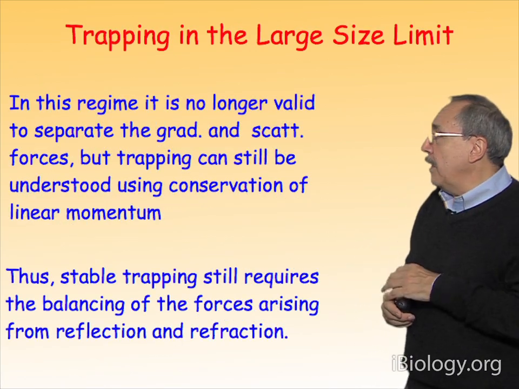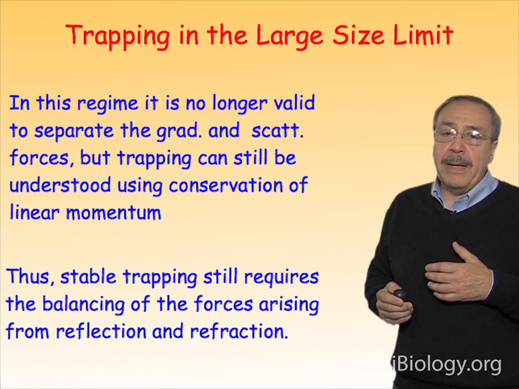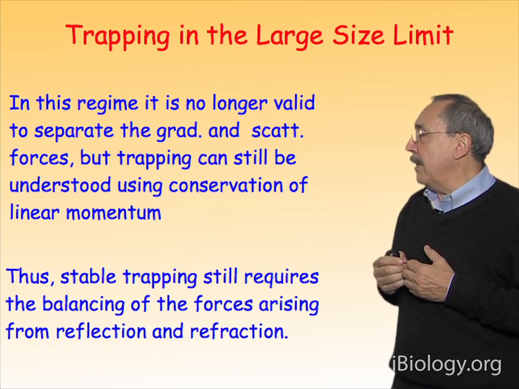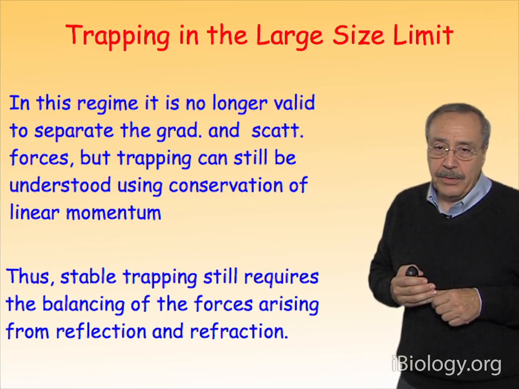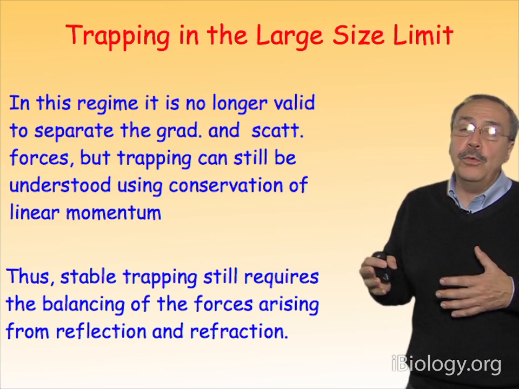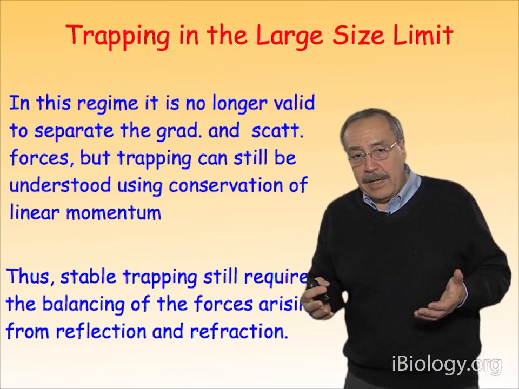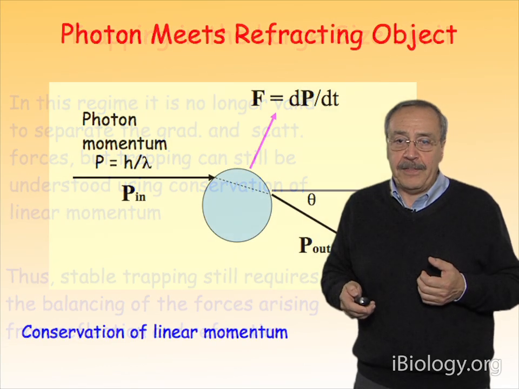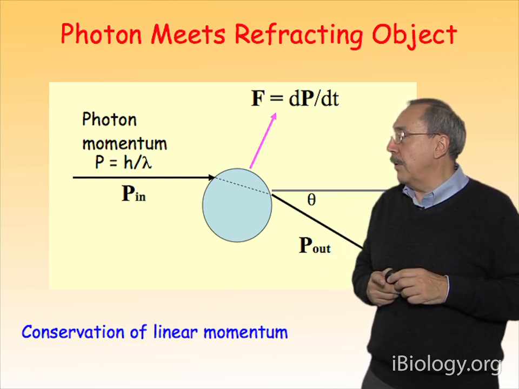As I said before, in this regime it is no longer possible to separate the gradient force and the scatter force, but we can still understand how the trapping takes place by using conservation of linear momentum, which we have already been talking about. Ultimately, of course, stable trapping requires that all the forces that arise from these phenomena, namely the scattering force, the refraction, and the reflection, be balanced so that you obtain an object that is mechanically trapped. But let's remember some of the ideas that we've been talking about.